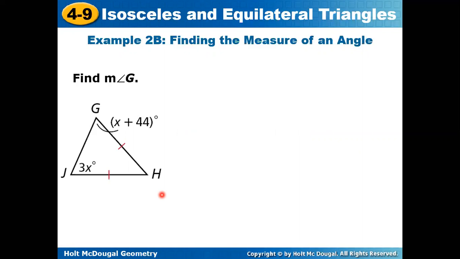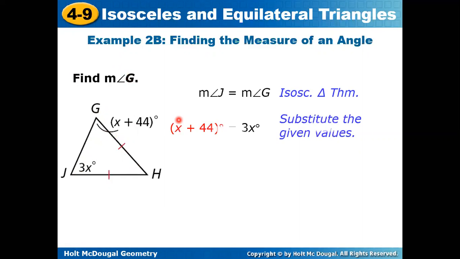Now in this question, we want to find measure angle G. We have here an isosceles triangle, so the two base angles are congruent. So I can write that measure angle G equals measure angle J.